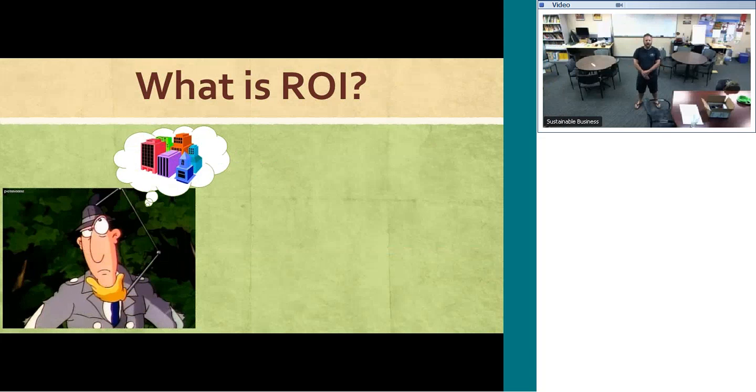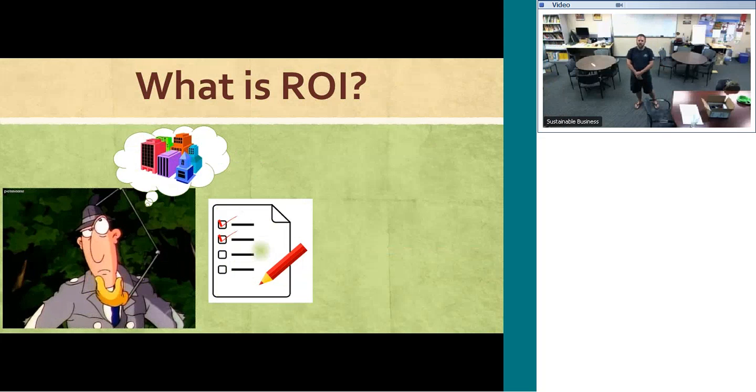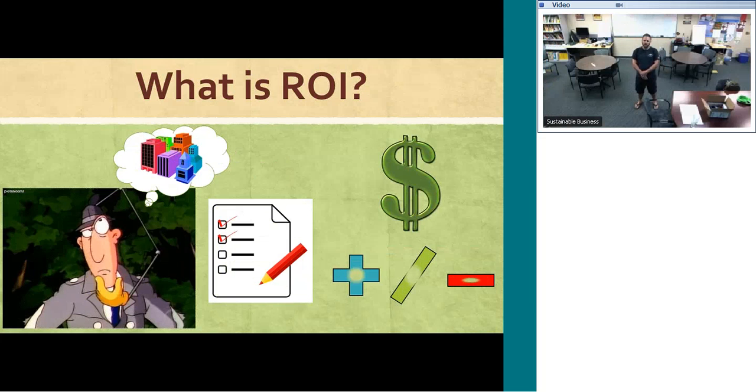So that's going to start with a thought, an idea of what you want things to be like in the future. You're going to make a plan for that idea. And then we're going to look at the cost aspects of that. So all the money aspects, all the cash inflows and outflows.